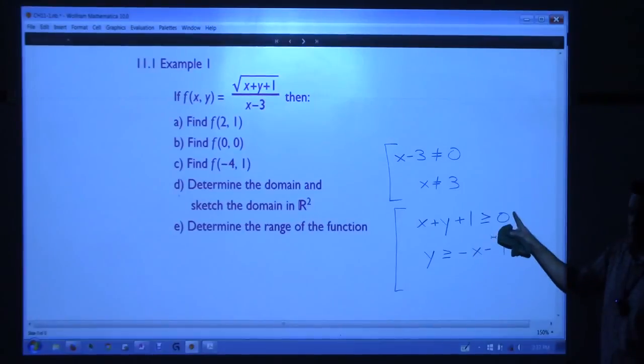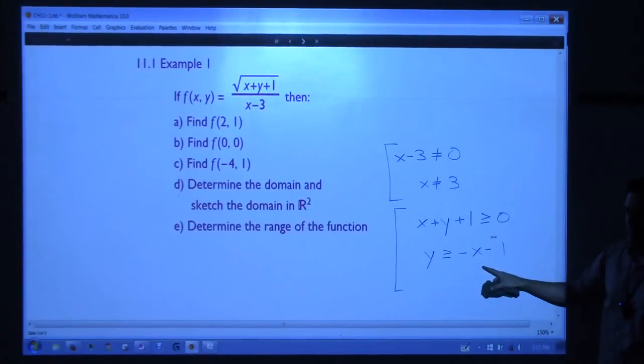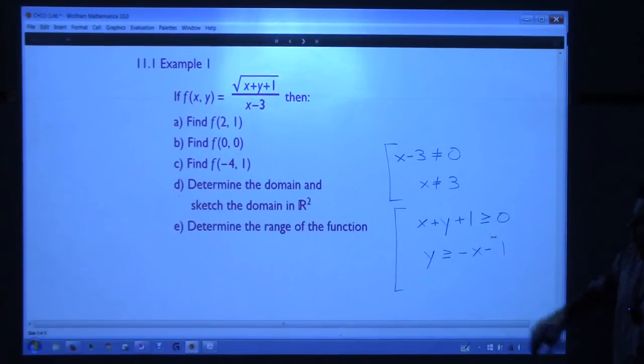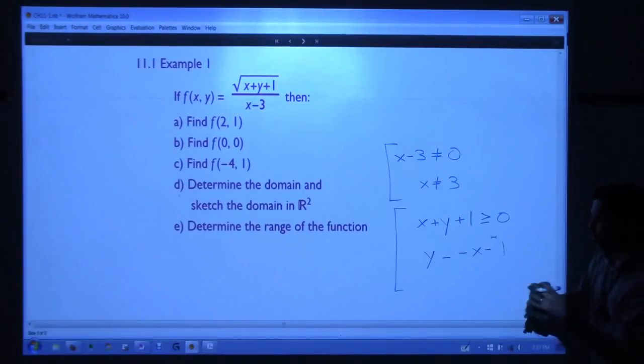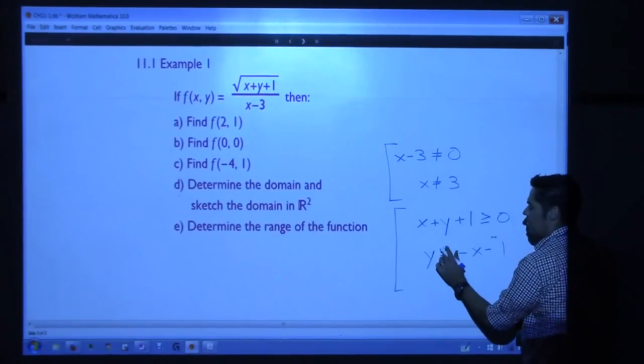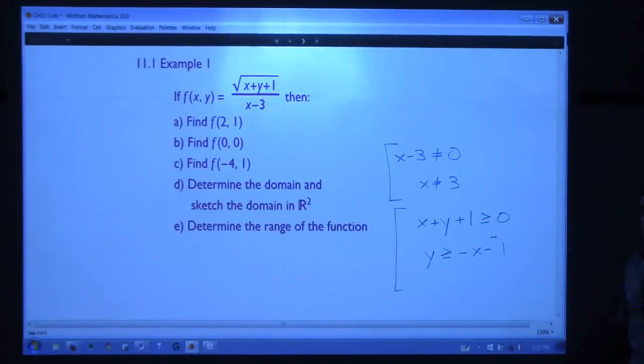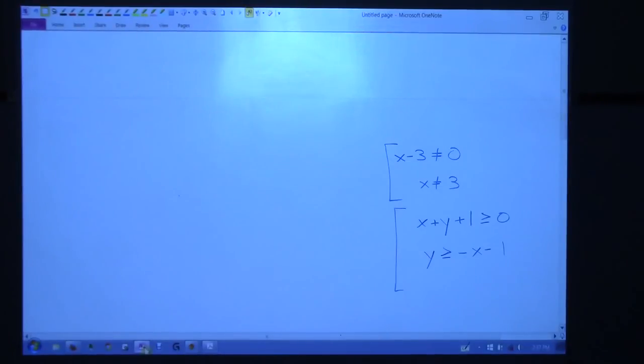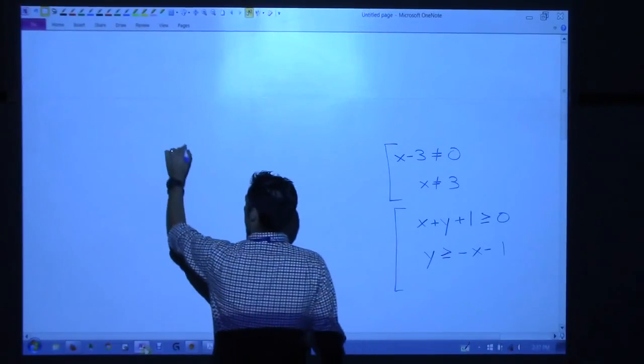Just move everything over, right? And you get this. If I were to say that's an equal sign, then that's a line, isn't it? But if I say this, then it's no longer a line. What is it? It's a shaded portion of the plane. So let me try, in the last 3 minutes, to give you some idea of what's going on here.